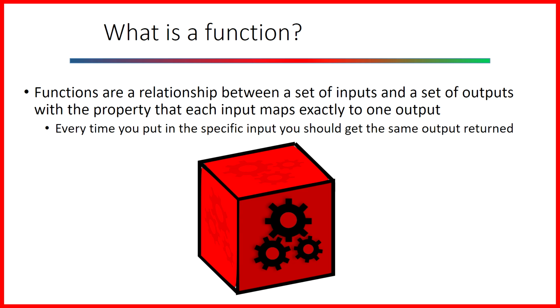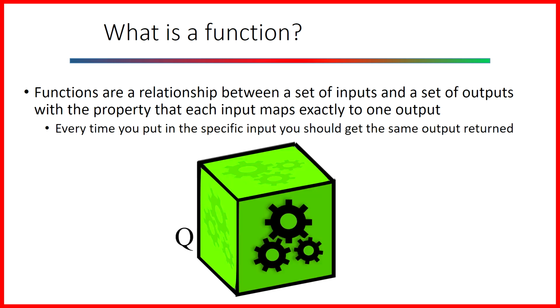At their core, functions are a relationship between a set of inputs and a set of outputs with the property that each input maps exactly to one output. You can think of a function as a box. You put something into the box, then the box does something to it, and then you get something else out. Most of the time, we think about functions where you put in a number and get a number out. But those are not the only types of functions we could have.